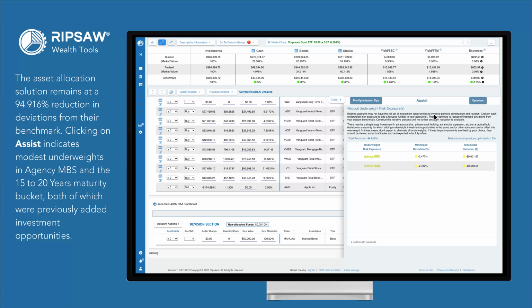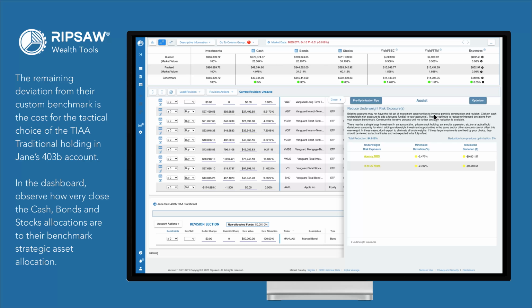Clicking on Assist indicates modest underweights in Agency MBS and the 15 to 20 years maturity bucket, both of which were previously added in investment opportunities. The remaining deviation from their custom benchmark is the cost for the tactical choice of the TIAA traditional holding in Jane's 403B account.